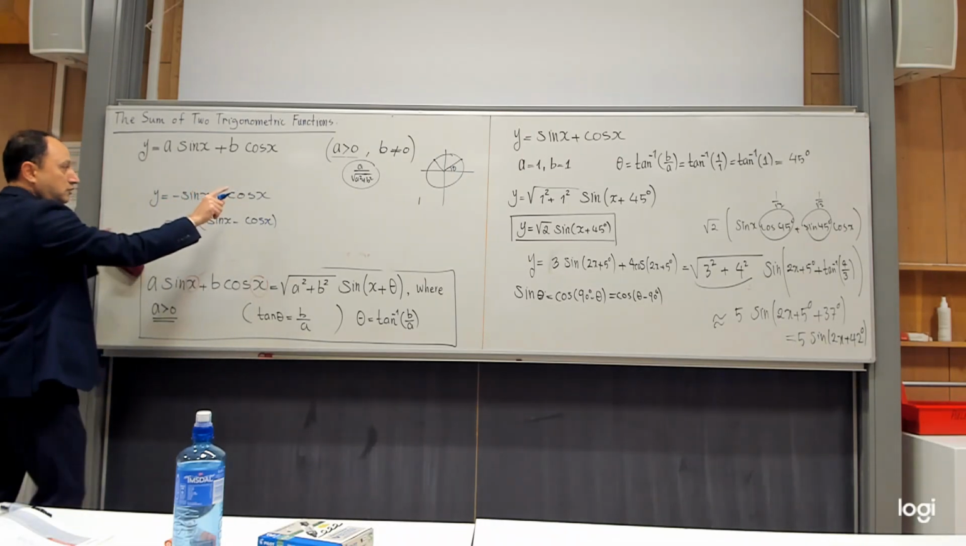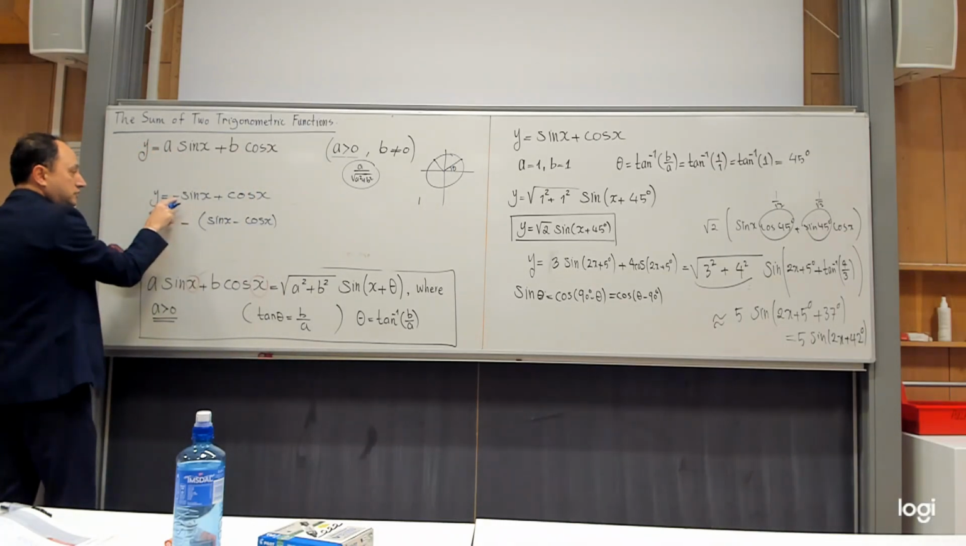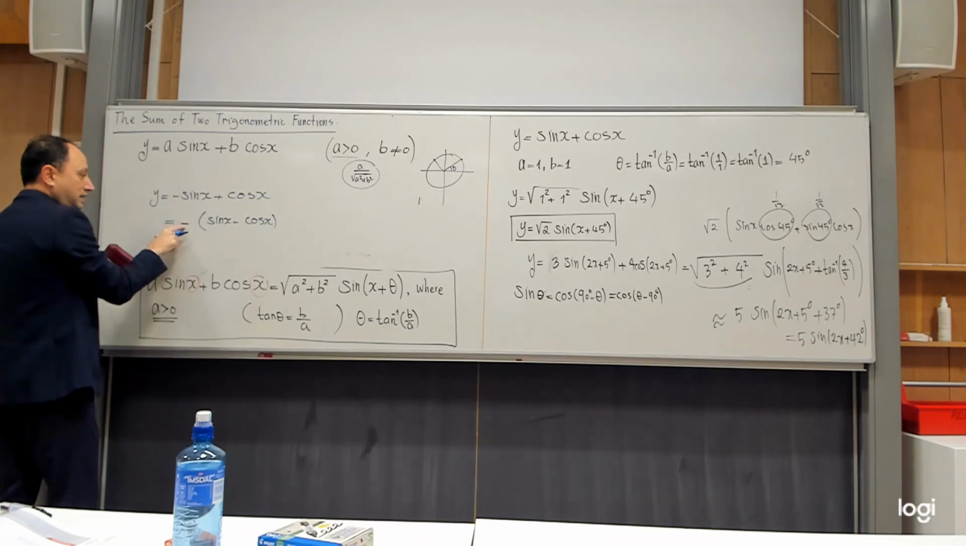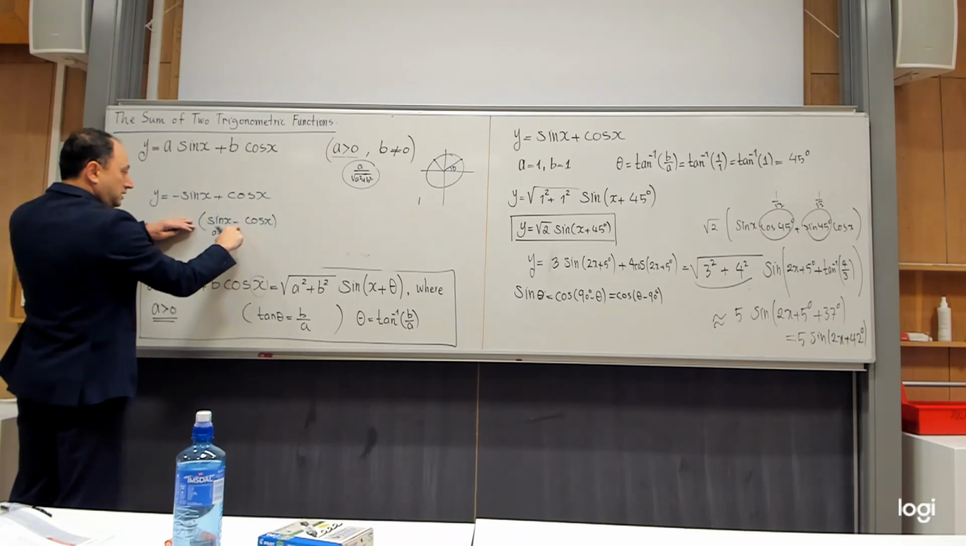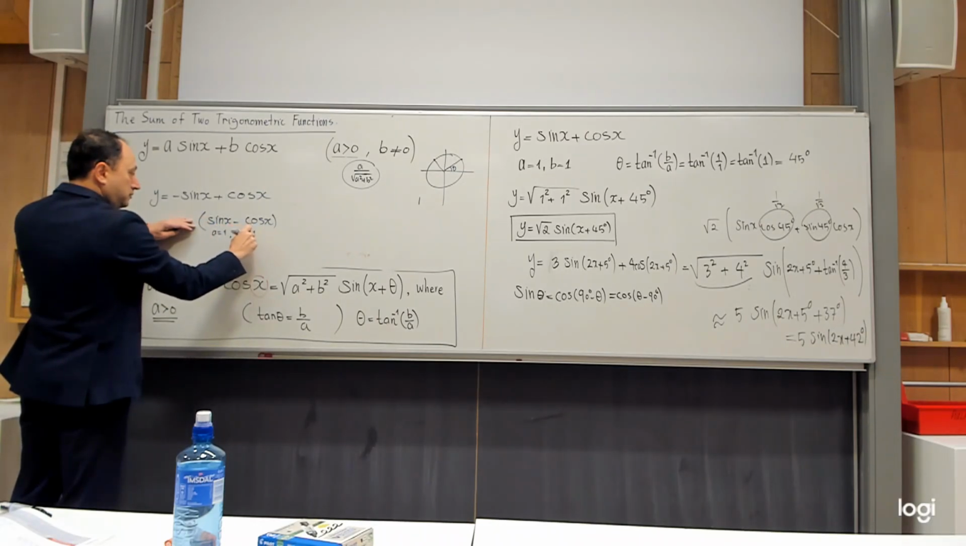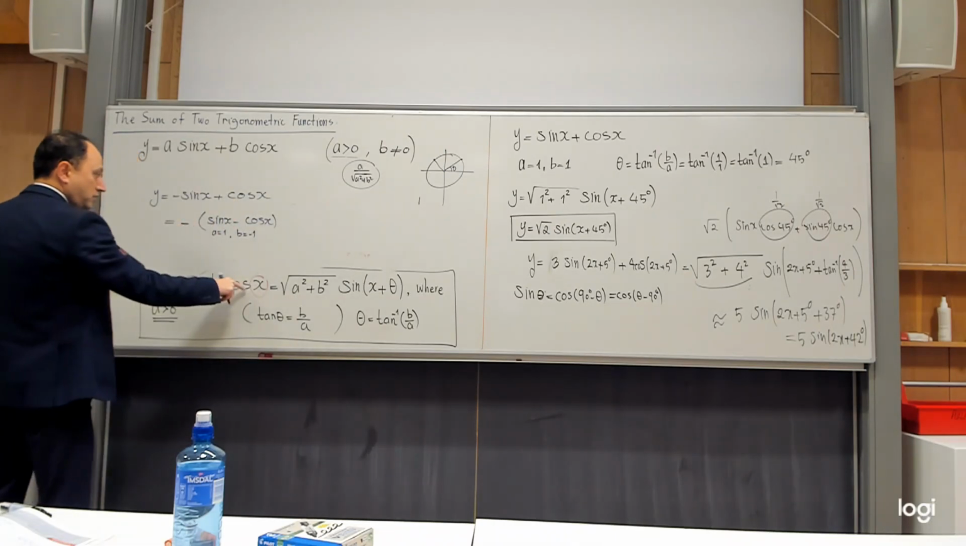Because my formula works only when the coefficient of sine is positive. Here the coefficient of sine is negative, so it motivates me to take a negative sign out to make everything right. Now for this function, A is 1, B is negative 1. But B being negative doesn't have any problems. I don't have any problems with that. So I just write this one.